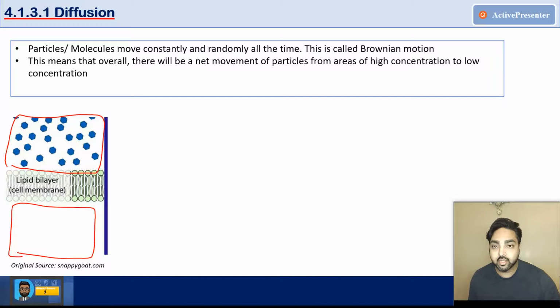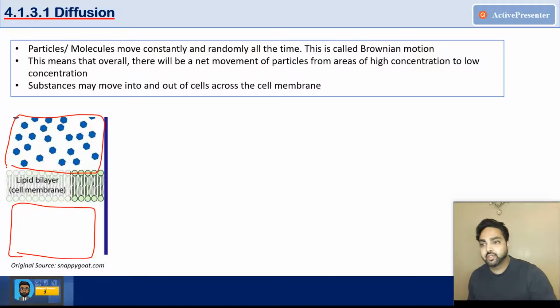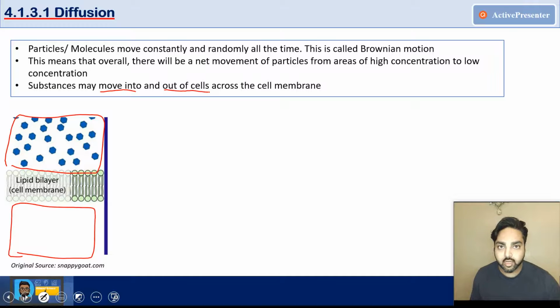Initially you start off with loads of particles outside, in a high concentration, and no particles inside, where there's a low concentration. So according to the principles of diffusion, what's going to happen? Well, eventually substances will move into and out of the cell across the cell membrane.